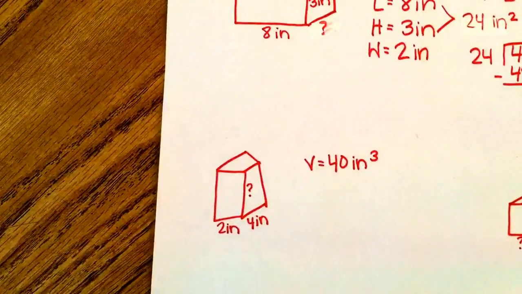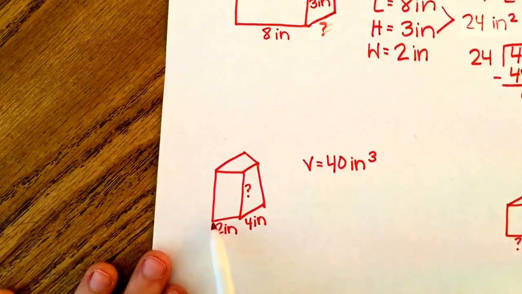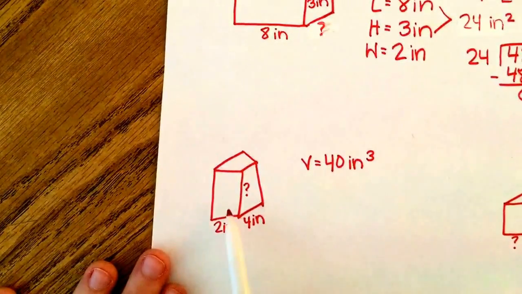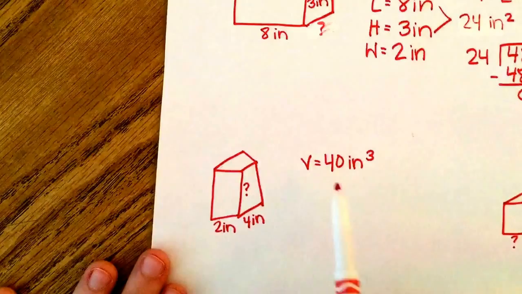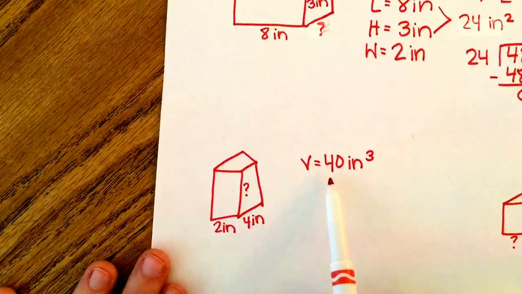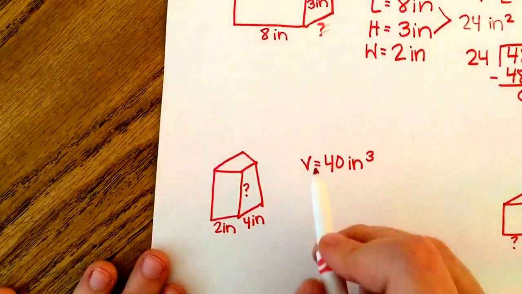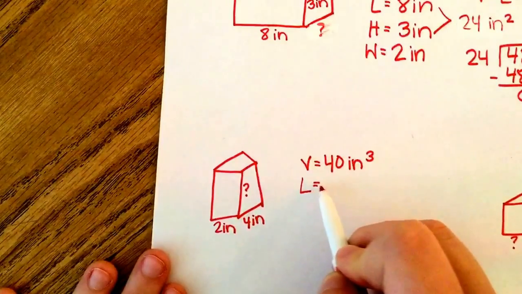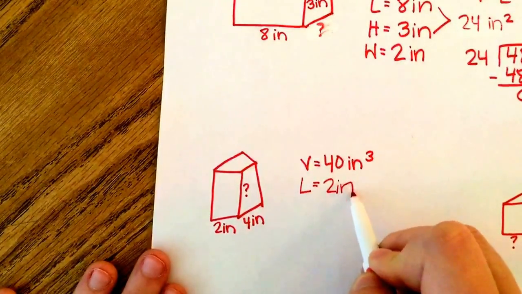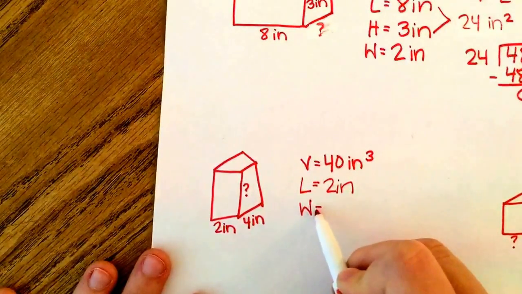Next, I have another rectangular prism. I've been given the length and the width. I need to find the height. I know that the volume is 40 cubic inches, so I'm going to write down what else I know. Length is 2 inches. Width is 4 inches.